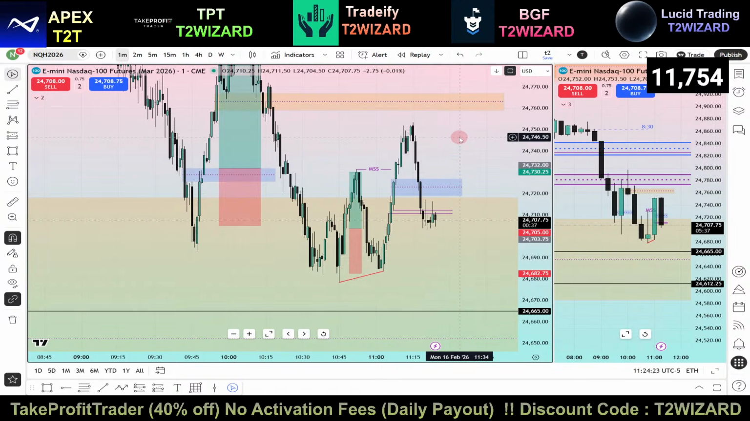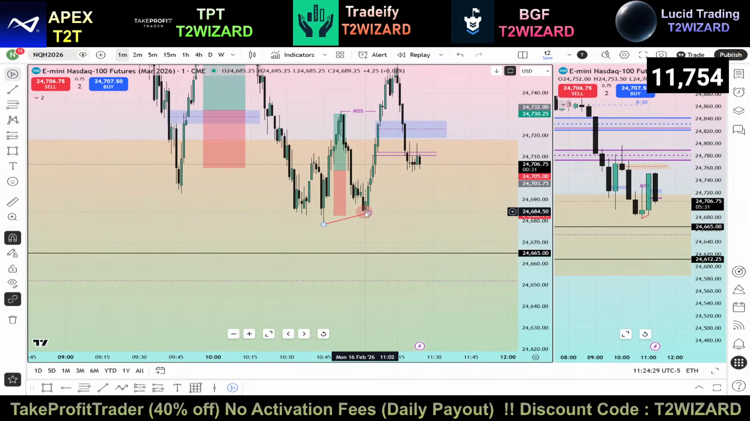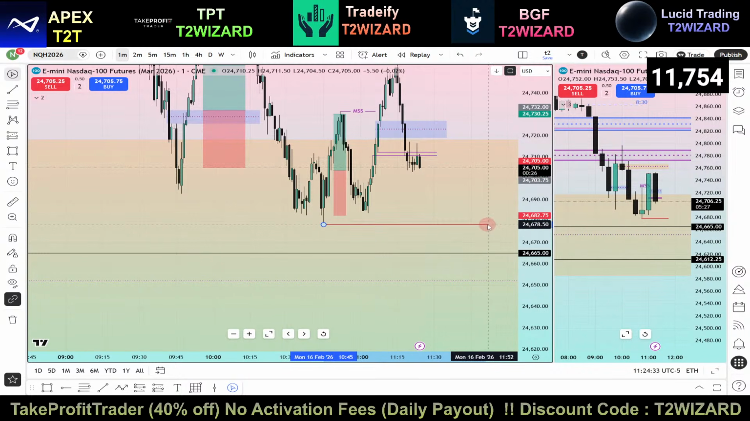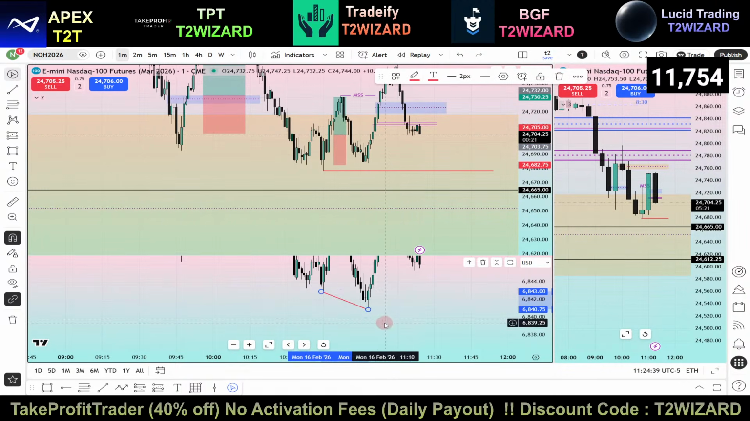Let's see if I can find something. Actually, I have nothing over here. Only this fake SMT, which is going to be corrected now. Remember the fake SMT here? This low has been cleared over here. It is called the fake SMT. And this one failed to clear that low. So the strongest one failed to clear that low. This is how you should look for the right SMT.